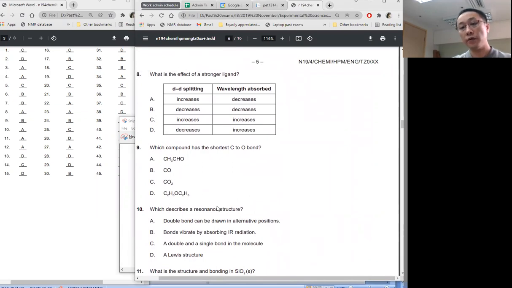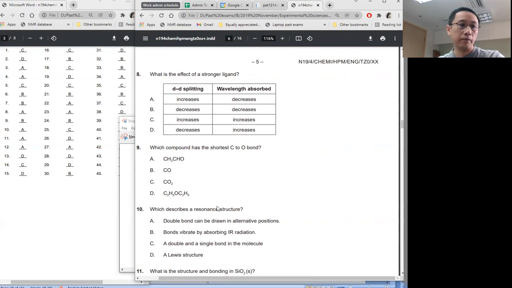Question 8, the effect of a stronger ligand. According to IB anyways, in reality, whether a ligand bonds strongly to a metal depends on many factors. Some ligands prefer some metals, and there's no general trend. For IB purpose, however, you guys are just supposed to use the spectrochemical series. For this question, you don't need to use the actual series, but the idea is that stronger ligands will cause the D sublevel orbital to split with a larger splitting energy.